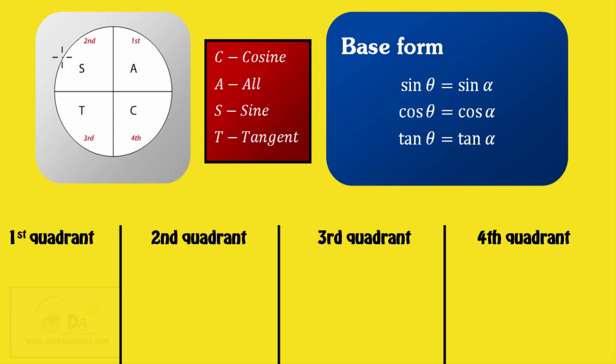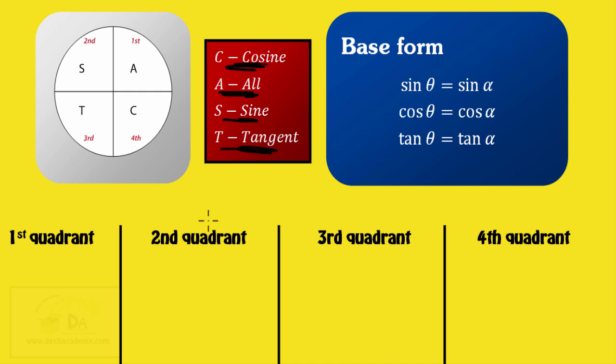So here I have a circle, and I've divided it into four quadrants: the first quadrant, the second quadrant, the third quadrant, and the fourth quadrant. As you can see, I've labeled each quadrant with a letter of the alphabet. Here we have A, S, T, and C. An easy way to remember this is to pronounce it as C-A-S-T, cast. So you need to remember the acronym CAST. C here stands for cosine. A stands for all. S stands for sine. T stands for tangent.